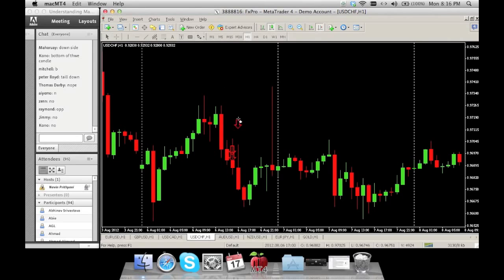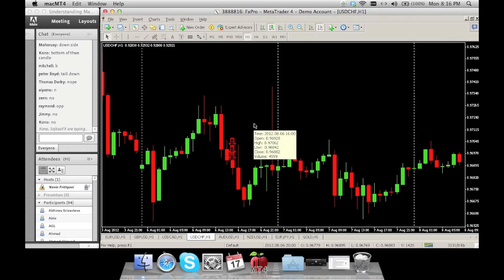In a trend continuation pattern, you need a couple of things. You need to make sure that the market is trending. The second thing is that it's at least bigger than the previous candle. And the third, of course, you need to make sure it looks like an exhaustion. Kono and Zen, does it make sense, the difference between exhaustion and trend continuation?